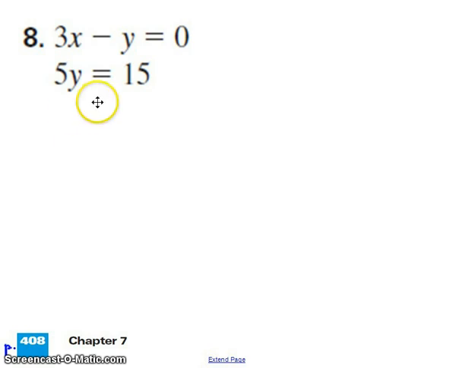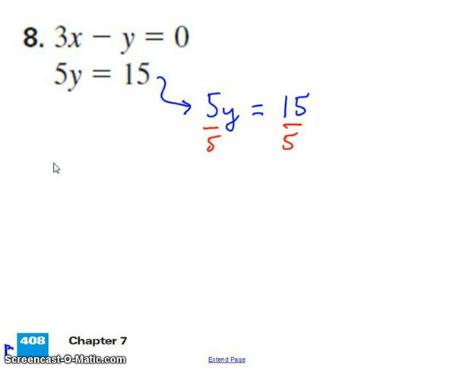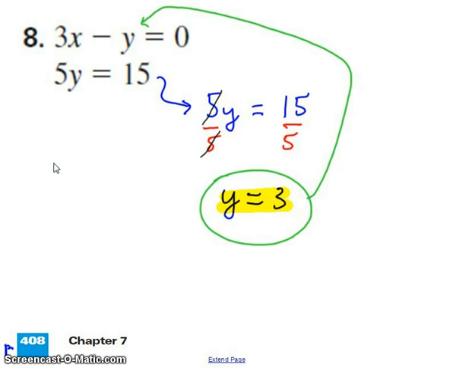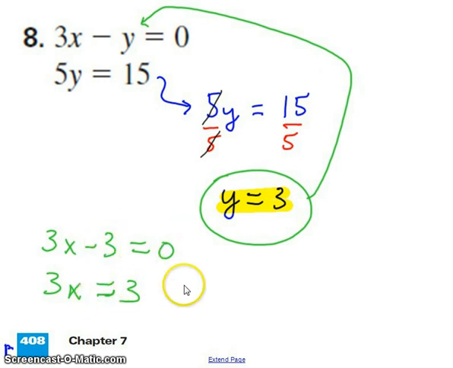And if I wanted to figure out where these two linear equations, in other words, these two lines, cross, one thing I could do is look at this 5y equals 15. Well, wait a minute. If 5y is 15, if I divide both sides by 5, that means y is 3. And I can make use of that fact. If y is 3, I could plug that back into the first equation. Now I've got 3x minus 3 is equal to 0. Well, if that's true, then I move this 3 over to the other side, and I've got 3x is equal to 3. That means x is 1.